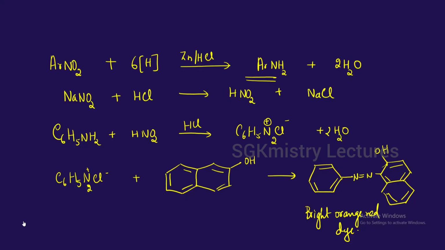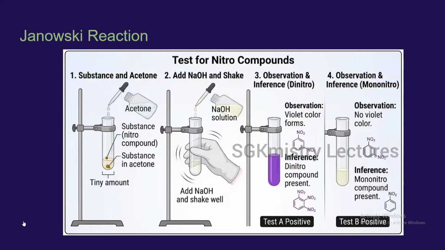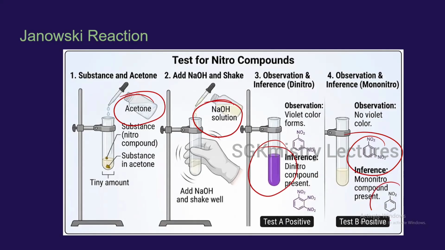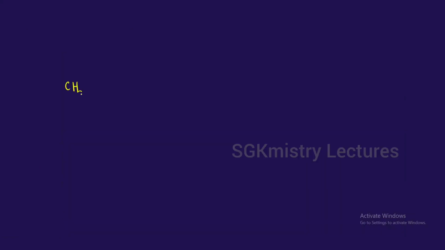We need to go for a test called the Janowski reaction. How do we perform this test? To the substance, you're going to add acetone, and then you're going to add NaOH and shake the contents of the test tube. If a violet color is produced, then we say that a dinitro compound is present. If no violet color is produced, then we say that the given organic compound is a mononitro compound. So how do we write the reaction for the same? Here a sigma complex is obtained. So we take the acetone.